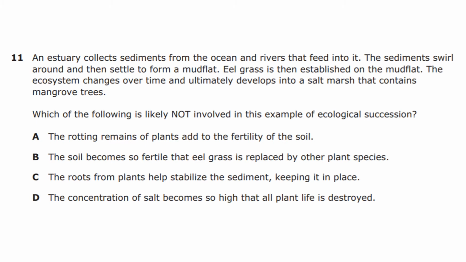But then it says, which of the following is not likely involved in this example of ecological succession? So it says not likely, right? Or likely not. The rotting remains of plants add fertility to the soil. That's going to be correct in any ecosystem. When you have plants that rot, the elements that make them up get added back to the soil or to the air. The soil becomes so fertile that the eelgrass is replaced by other plant species. That would also be correct because as the eelgrass dies, it's going to add fertility to the soil.